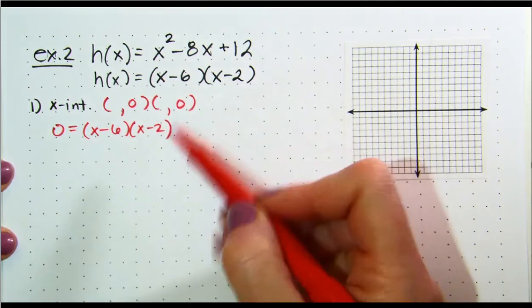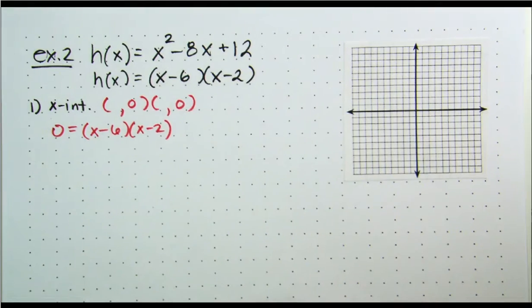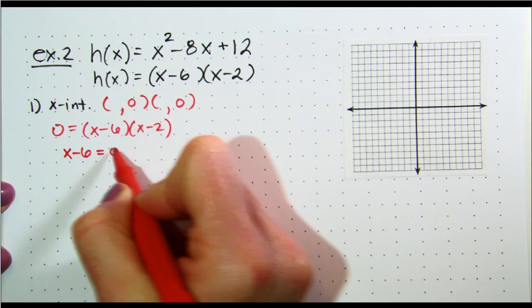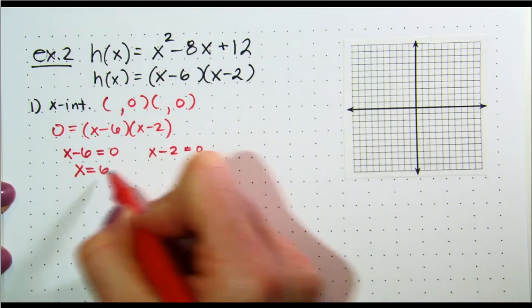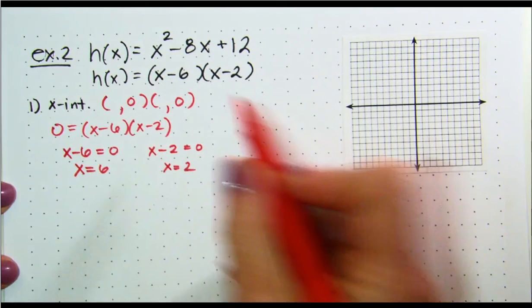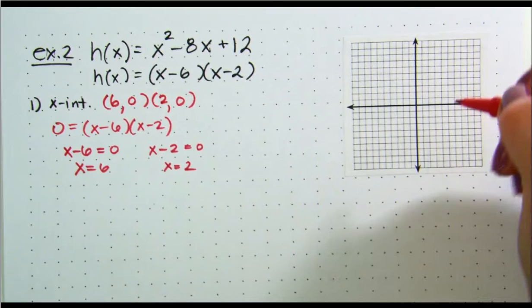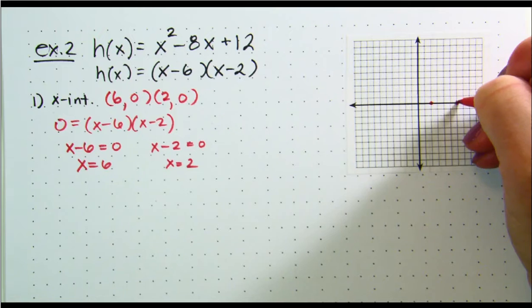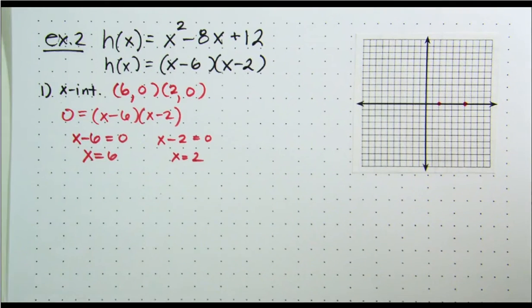Now this would be a lot harder to do with this in standard form. So that's when factoring comes in really handy. So I know that x minus 6 has to be 0, or x minus 2 has to be 0. X has to equal 6 and 2. So let's go ahead and graph those. Okay, there are my two x-intercepts.